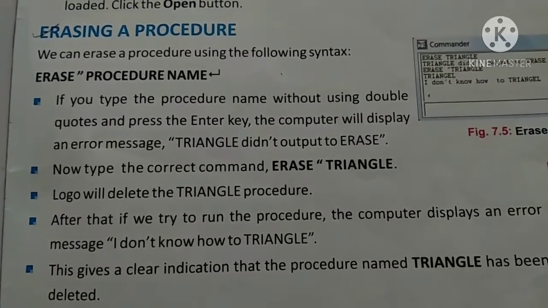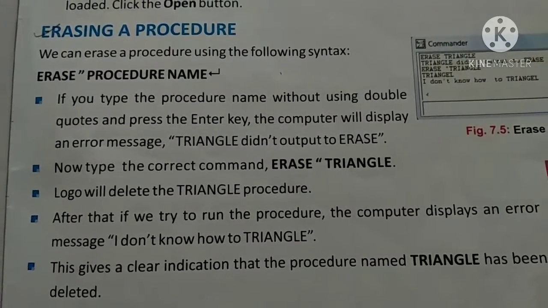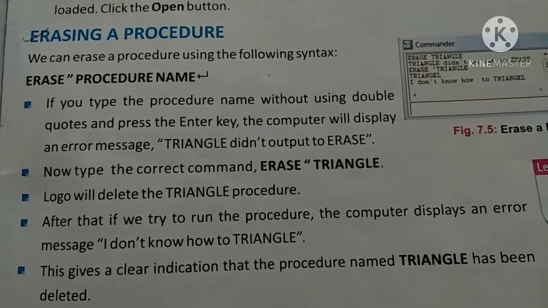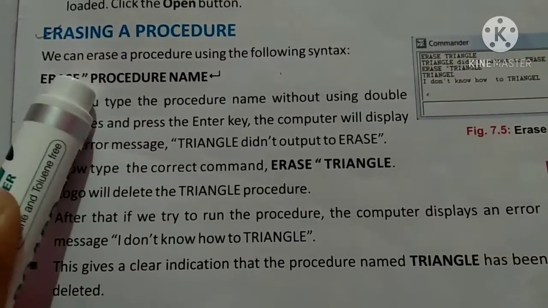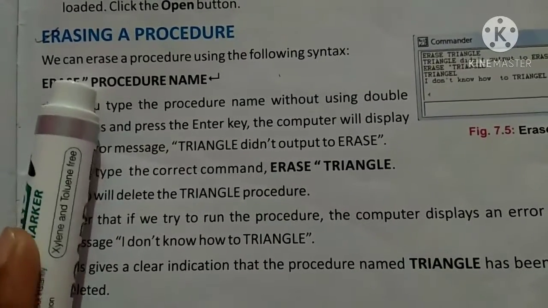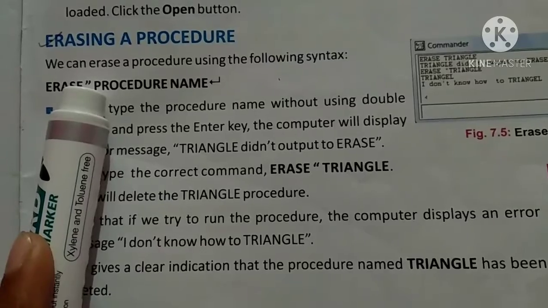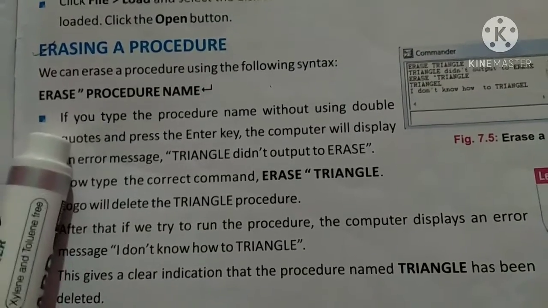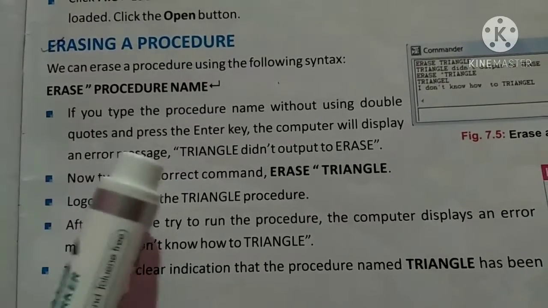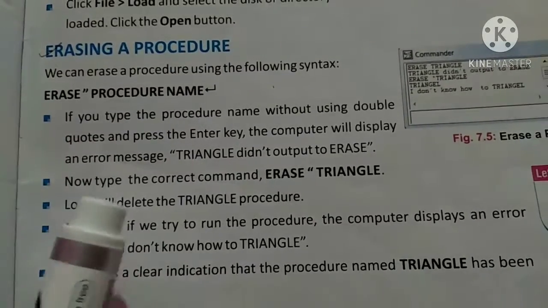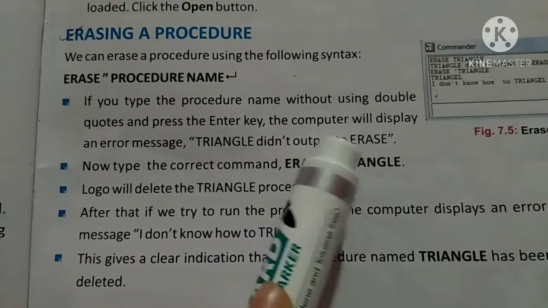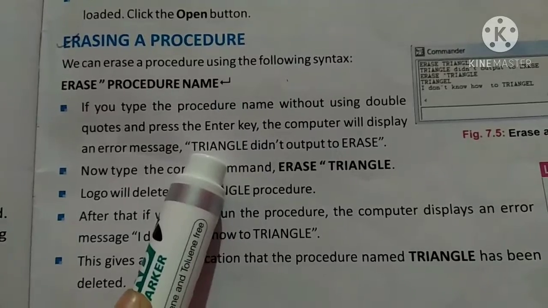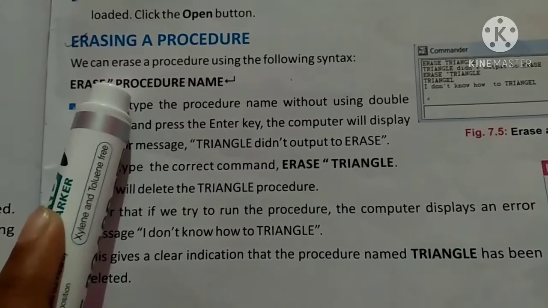If you type the procedure name without using the double quotes and press the enter key, the computer will display an error message: triangle didn't output to erase. Okay, so putting these double quotes is necessary. It is very mandatory, very important to put these double quotes. Why? If you do not put the double quotes, the computer will give you an error message. What error message will it give? Triangle didn't output to erase. This is the error message you will get when you do not put the double quotes.